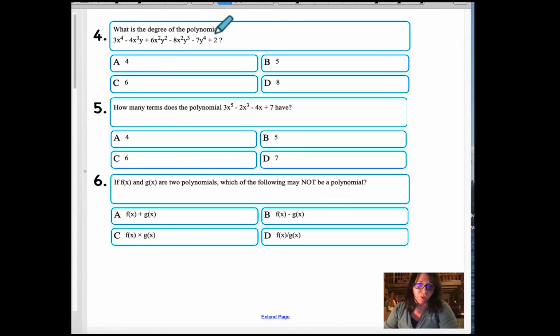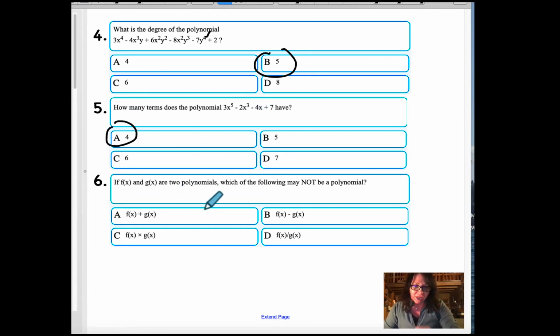For this problem here, what is the degree of the polynomial? So we've got a fourth degree, 3 plus 1 is 4, 2 plus 2 is 4, 3 plus 2 is 5. So that's the highest that I have, so that's a fifth degree. How many terms does this have? We have terms 1, 2, 3, 4, 4 terms.